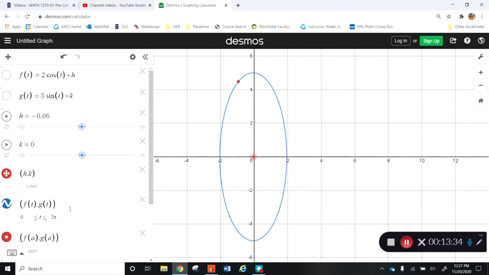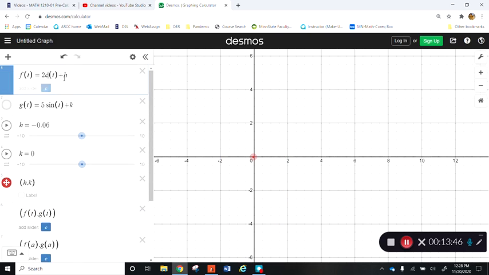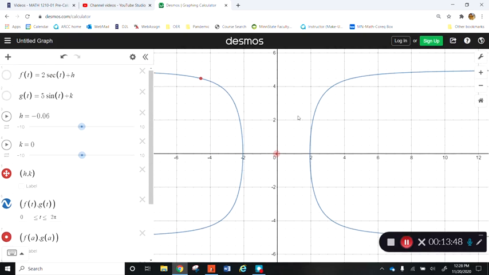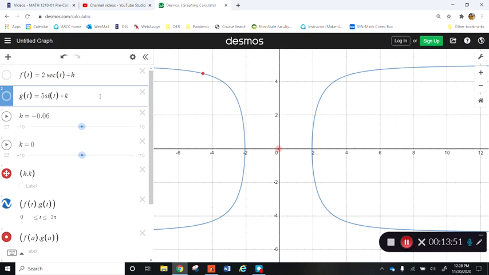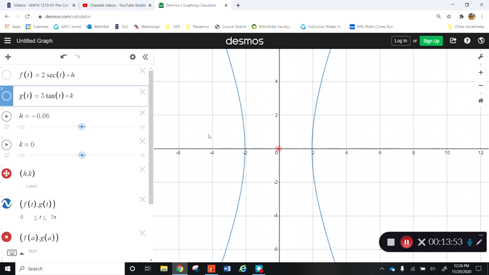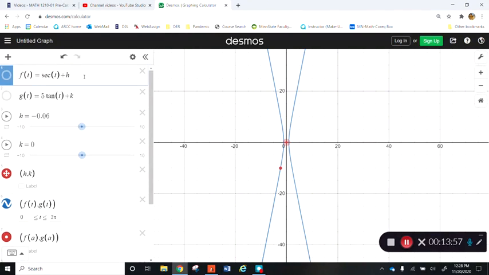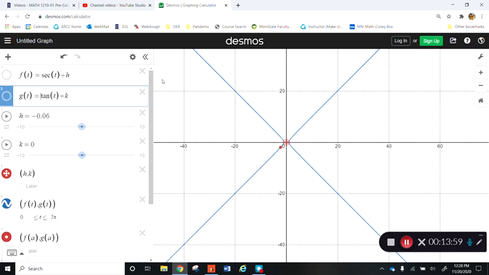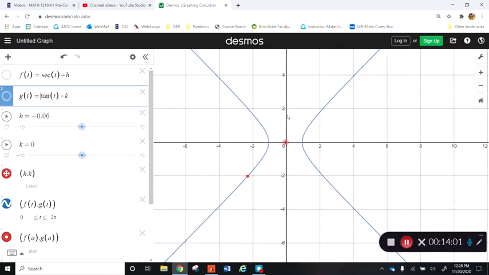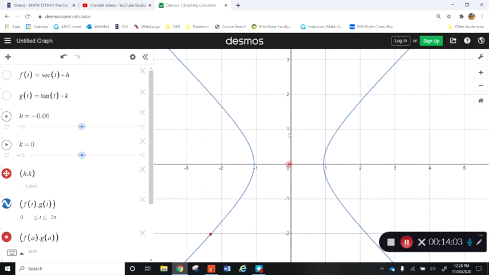Okay, so back in Desmos now, remember my parametric equation is f of t, g of t, right? x is f of t and y is g of t. So what I've got to do up here is change my x function so that this is secant. Ooh, that looks interesting. Change my y function so that this is tangent. There you go. Currently this is scaled 2 by 5, so let's adjust that back to just 1 by 1. And there you go.